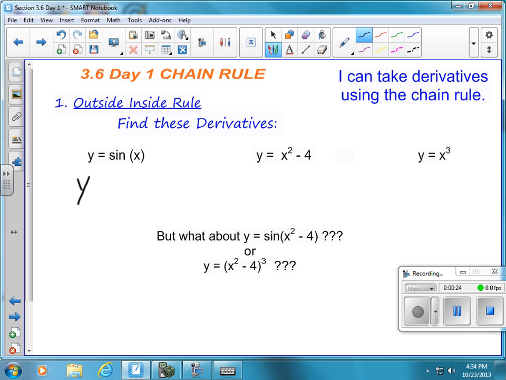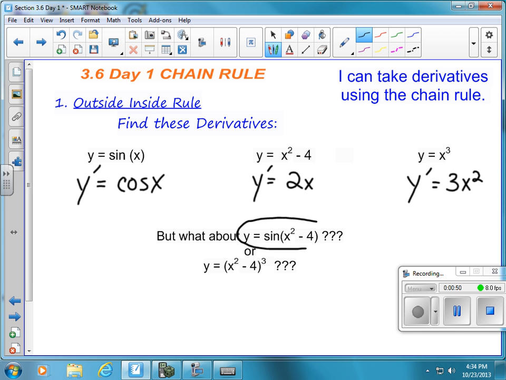If we have a function as sine, the derivative of sine we know is cosine. If we have a function x squared minus 4, we know that the derivative is just 2x plus 0. And if our function is x to the third, we know that the derivative is equal to 3x squared. But what happens when we combine these functions, as in the case of y equals sine of x squared minus 4, or in the case of y equals x squared minus 4 cubed?